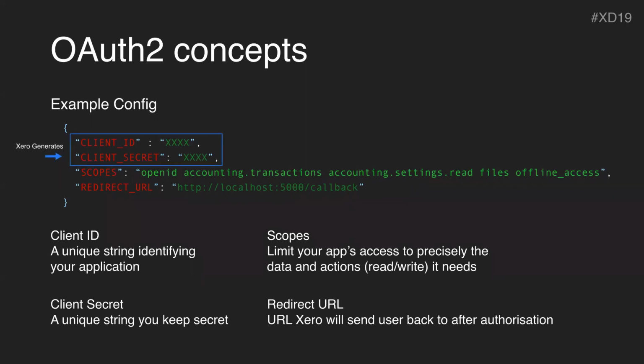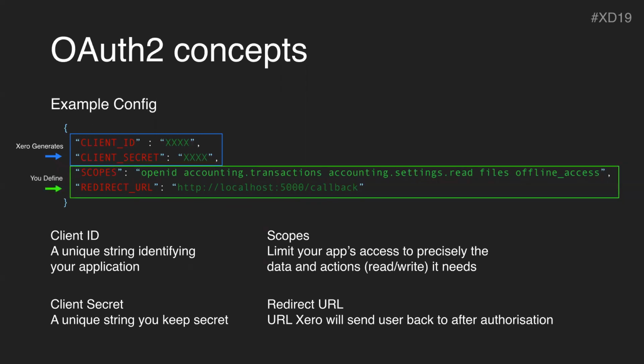So, as I mentioned before, Xero will generate the client ID and the client secret, and I'll show you the UI and how that's changed within the My Apps area within the Xero Developer Platform. You need to define your scopes, and I'll show you at the end some resources which identify the different scopes and their use. And then you obviously have to define your redirection URL.